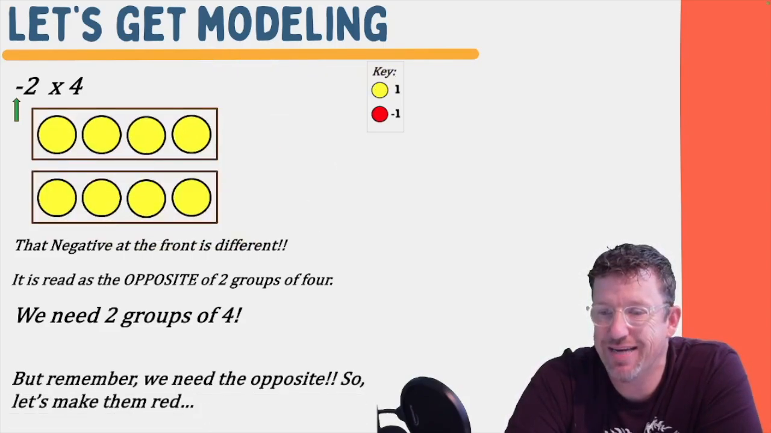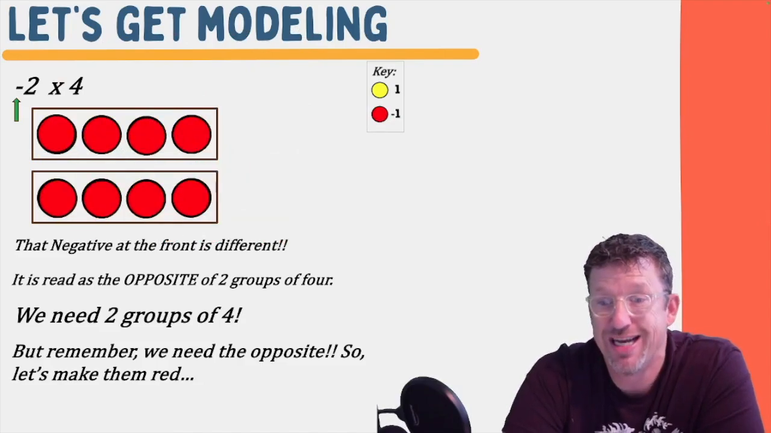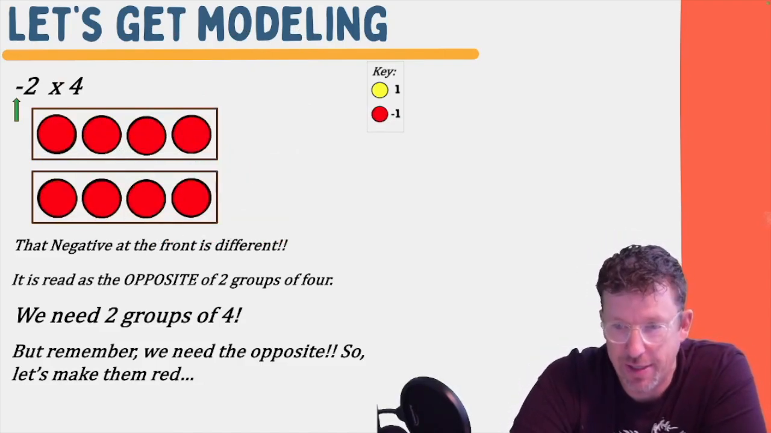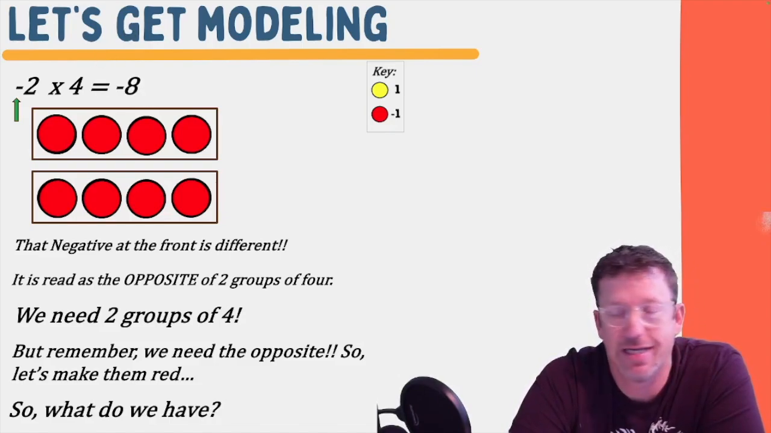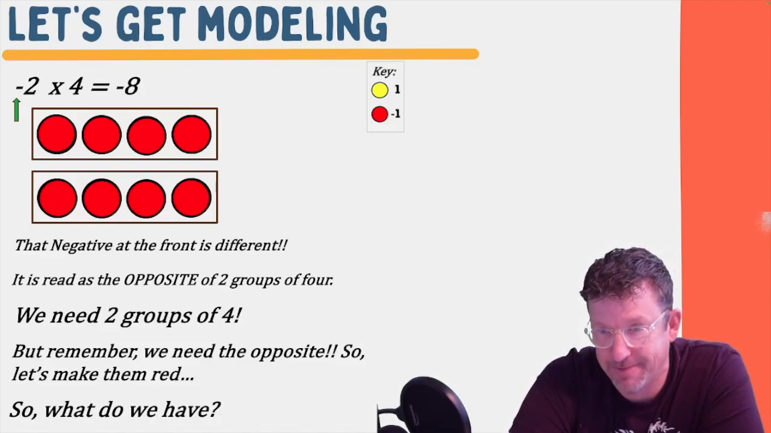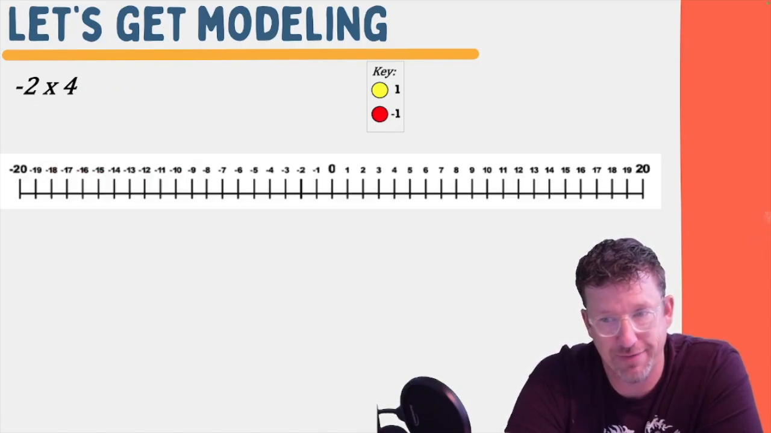All right, so what does that give us? Wait a second. We can't finish yet because we need the opposite of 2 groups of 4. So let's make them red. The opposite of 2 groups of 4 is 2 groups of -4. And now where does that leave us? You guessed it. It leaves us at -8. The opposite of 2 groups of 4. So 2 groups of 4 is 8. So the opposite would be -8.